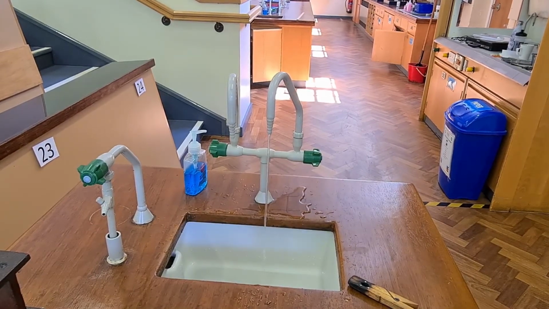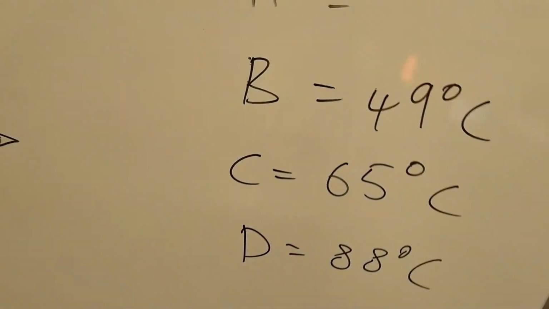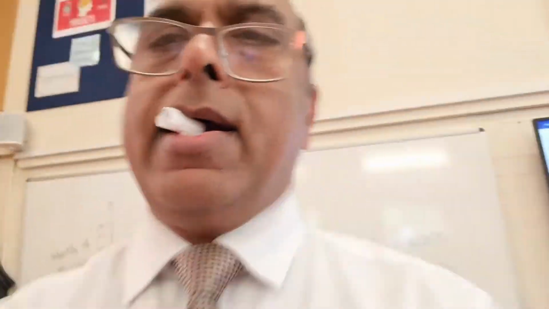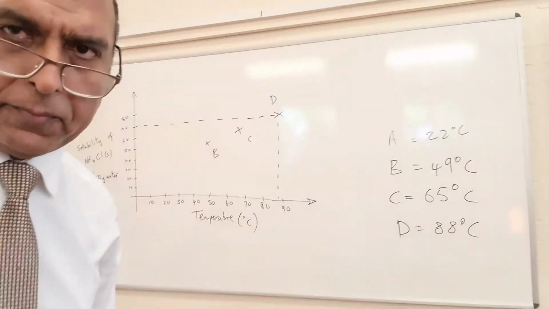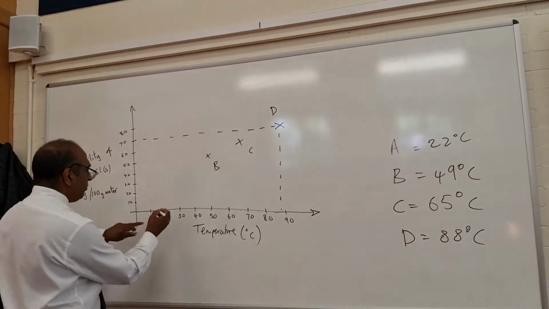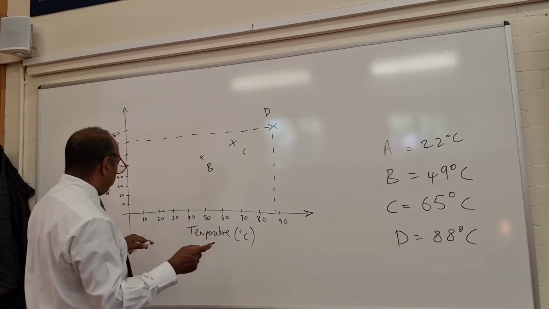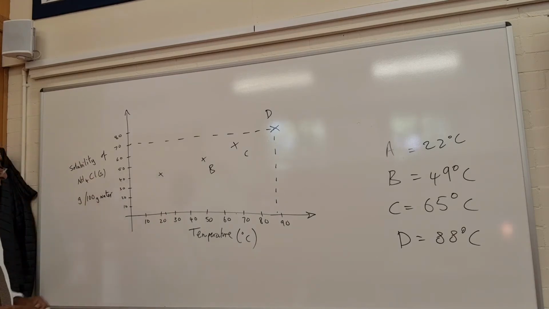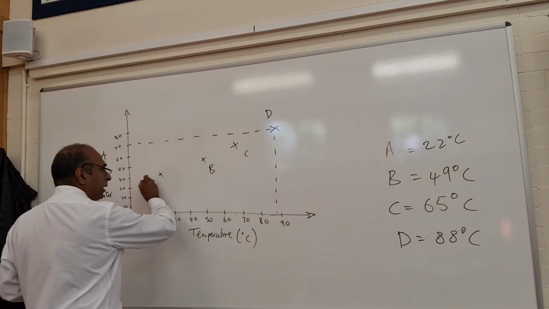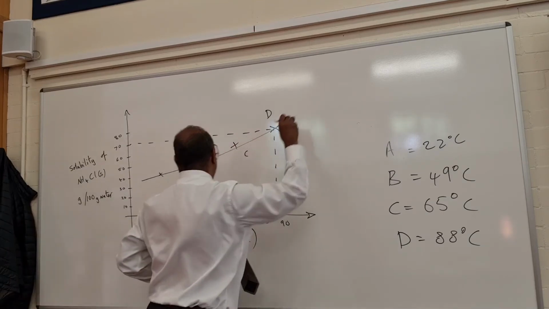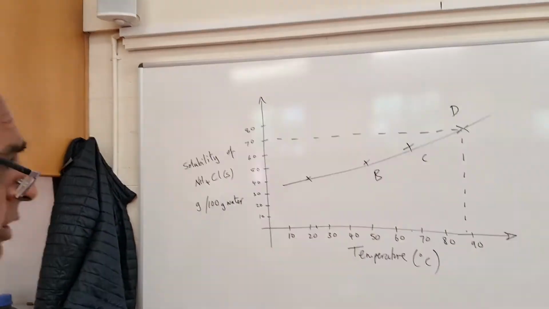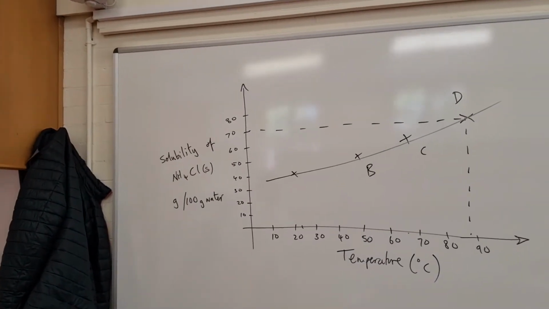So, let's finish off what's on the board. A, 22 degrees. And we put that on the board, 22 degrees, 22, and a solubility of 40, 40 is there. So can you see, you get a solubility curve. And that is the solubility curve for ammonium chloride done roughly.